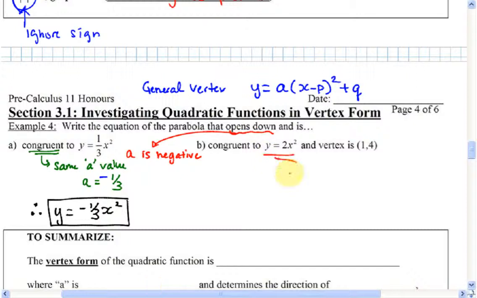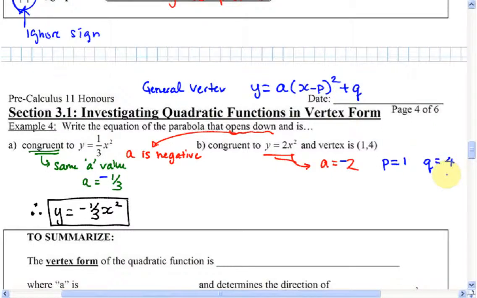Part B. Notice it says congruent once again. So what's the a value from this equation? A seems to be equal to 2. But because it opens down, I'm going to put a negative in front. Notice here it also says the vertex is 1, 4. So remember how from the vertex, you can find the values of p and q? Can someone suggest to me what p is and what q is? 1 for p, that's right, the x value. q is 4.